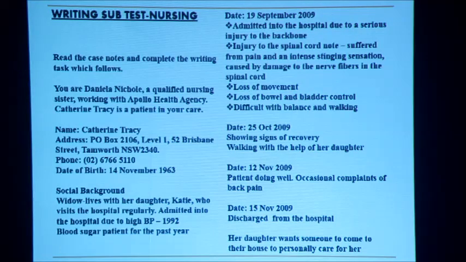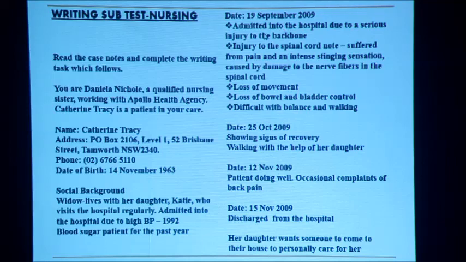So this is a case note which we are going to discuss today. In this case note, you are Daniel Nicola, a qualified nursing sister working in Apollo Hospital, and Catherine Tracy is your patient. You can see everything displayed over here, like the name Catherine Tracy, the address, the date of birth, and the social background also is given. This is a full case note you are getting regarding Miss Catherine Tracy.